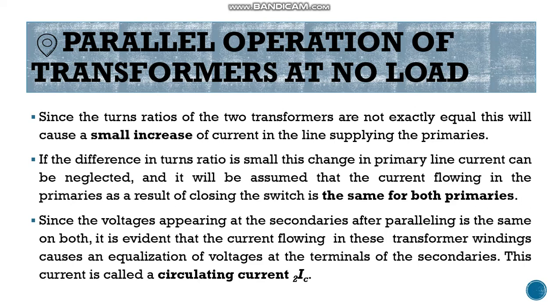So, yung small difference sa turns ratio ng two transformers natin will result to the small increase of current in the source side of the transformers. And since maliit lang yung nagiging pag-increase ng current, pwede natin siyang i-disregard and assume natin na ang current for both primaries of the two transformers are equal. Since the voltages appearing at the secondaries after paralleling is the same on both, it is evident that the current flowing in this transformer windings causes an equalization of voltages at the terminals at the secondaries. This current is called a circulating current.